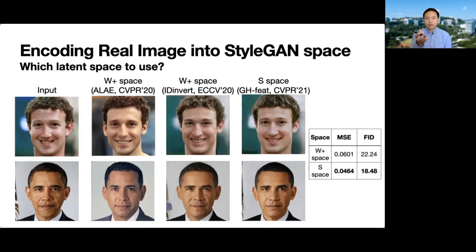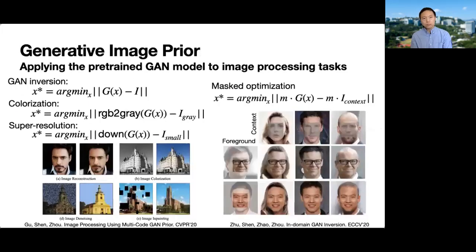We show some qualitative results against previous work, ALAE and ID invert. We show that if you train this encoder in the style space, you can get better reconstruction results. Also, the features can be used in many different applications. You can take a look at our CVPR work if you're interested in knowing more.